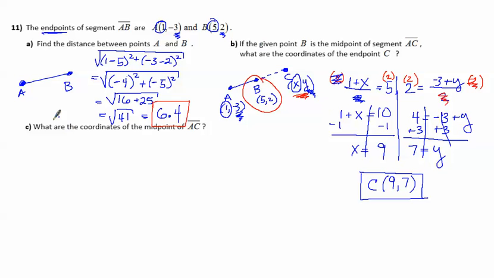I'm sorry, part B. Part C, they're asking you, what are the coordinates of the midpoint of AC? Well, they're really trying to trick you in this question because we just found out from this sketch here that the midpoint of AC is really point B. So you don't have to calculate anything. You just have to read the coordinates of point B that were given. That's 5, 2. That should be the answer of part C of this question.